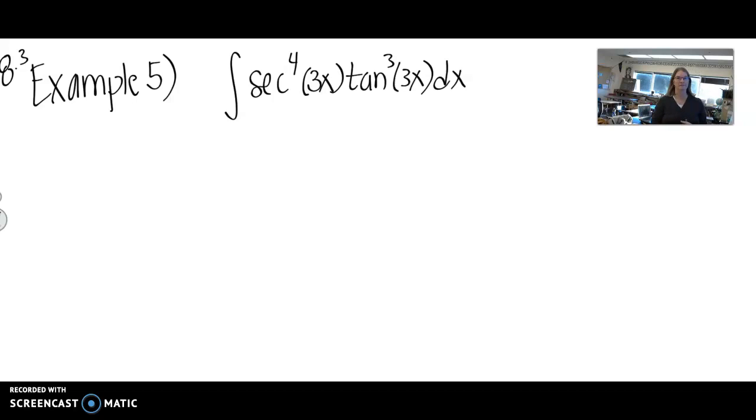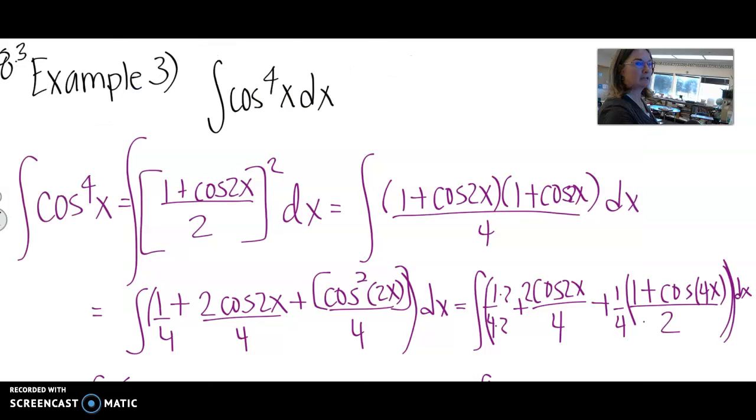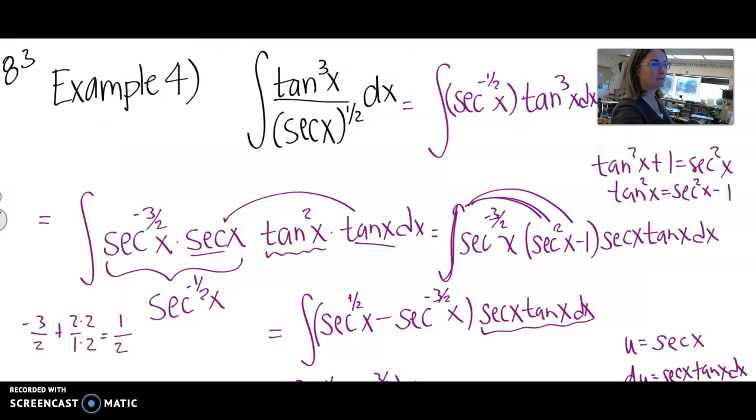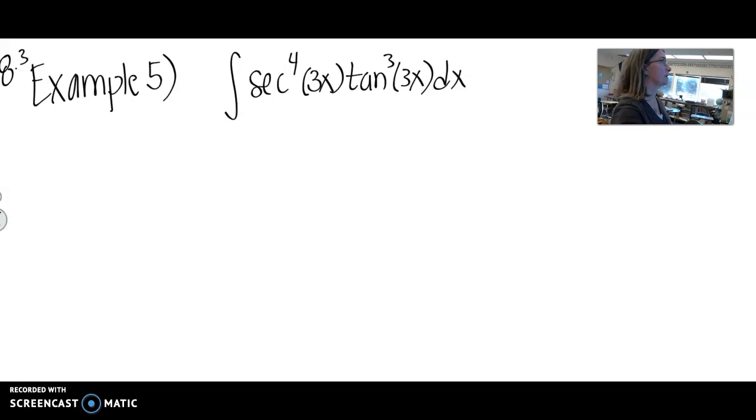Okay, so we're going to go through example 5 from our integrating trig integrals with secant and tangent to powers. So we have secant to the fourth and tangent to the third of 3x. And so in our guidelines, if you refer back to our guidelines that we went over the other day, or the other video, we have secant is to an even power. So we're going to convert to tangents and be keeping in mind that the derivative of tangent is secant squared.